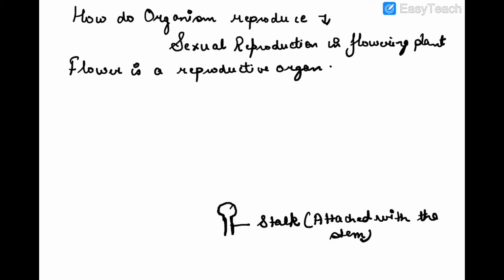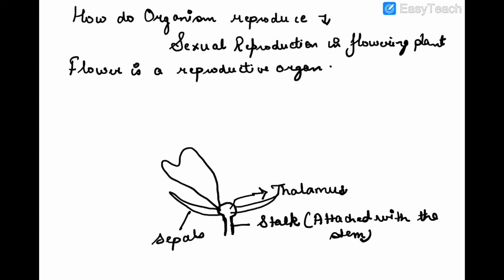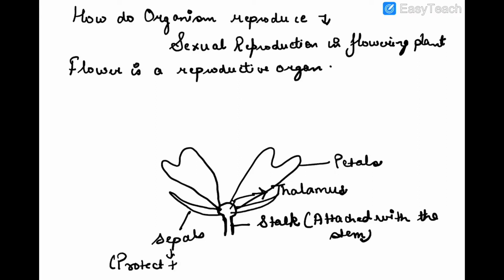The upper part of the stalk is swollen and is known as thalamus, and on this thalamus the sepals and the petals are attached. Sepals protect the flower in bud stage, whereas petals are colorful, which attract the insects.